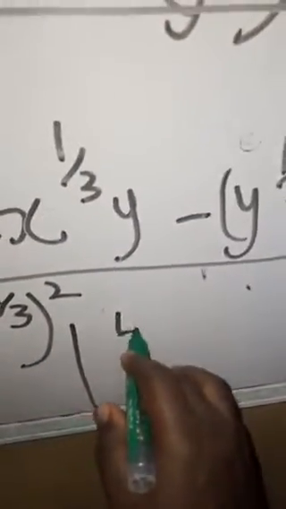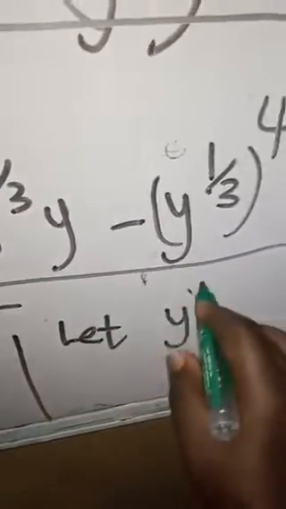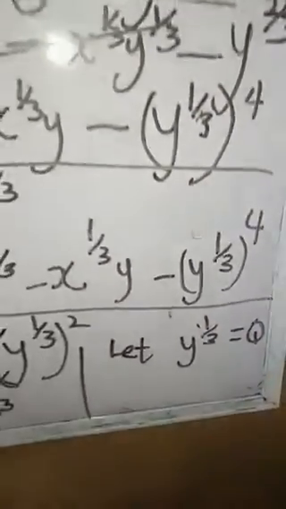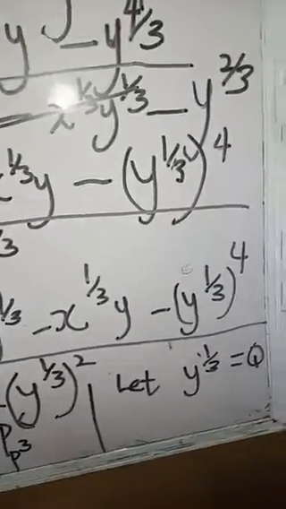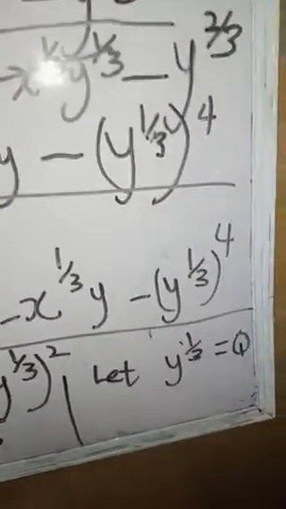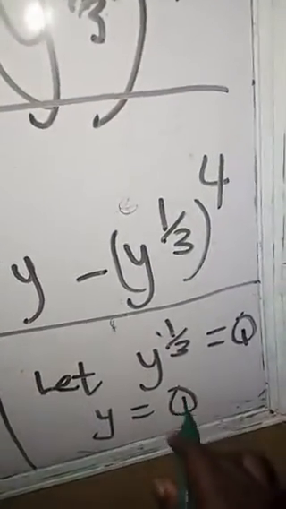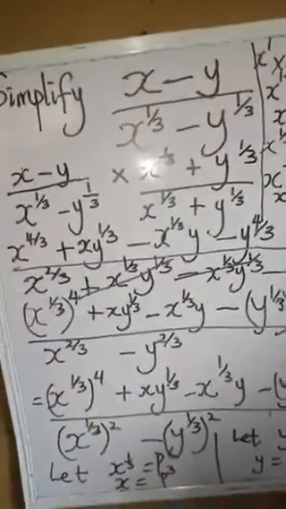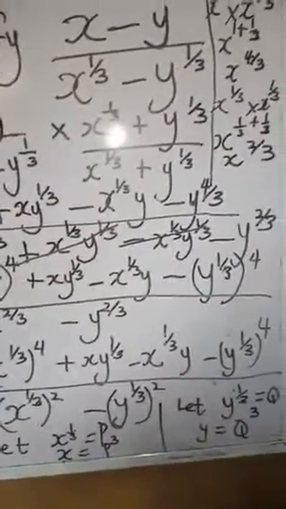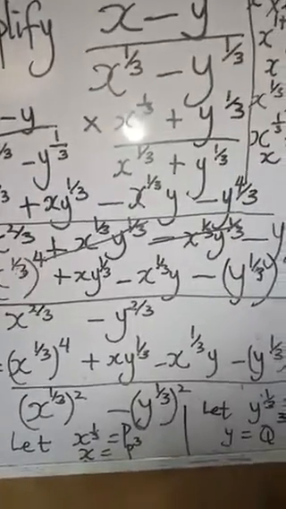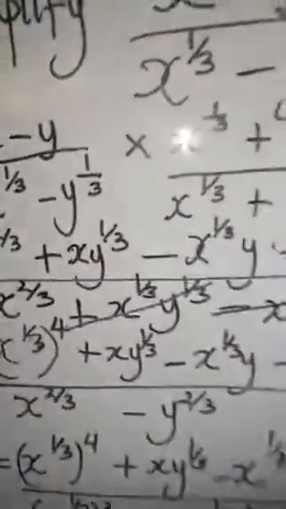Also, let y raised to power 1 over 3 equal q. If y raised to power 1 over 3 is equal to q, and we cube both sides, then y will be equal to q raised to power 3. So because of the space, I want to rub this off. I want to continue from where we stop. So I want to rub off what we have on top.